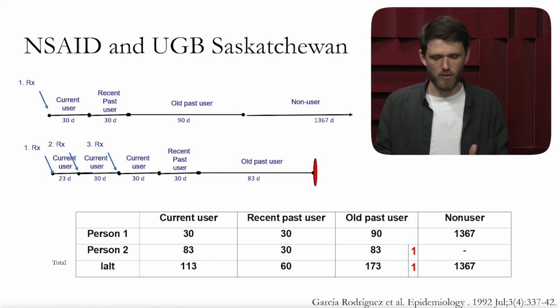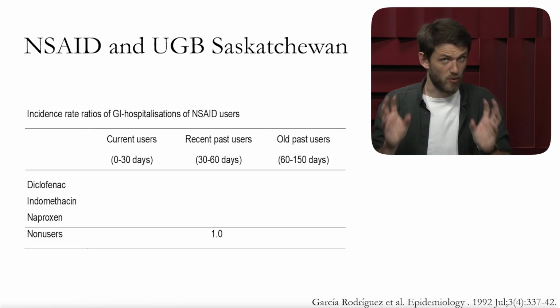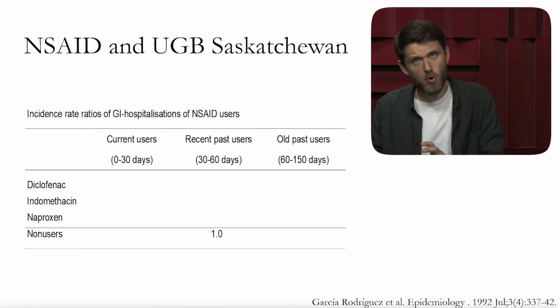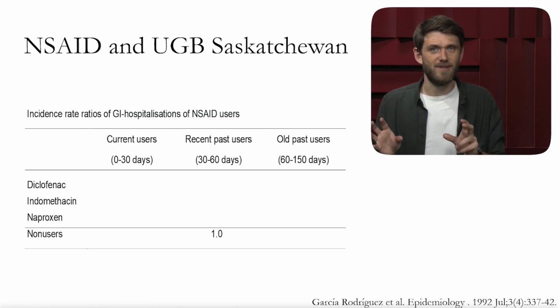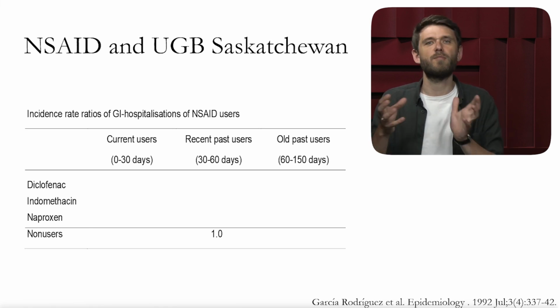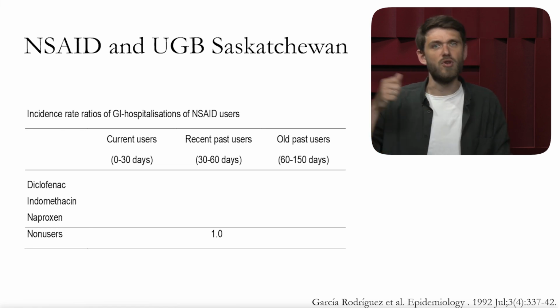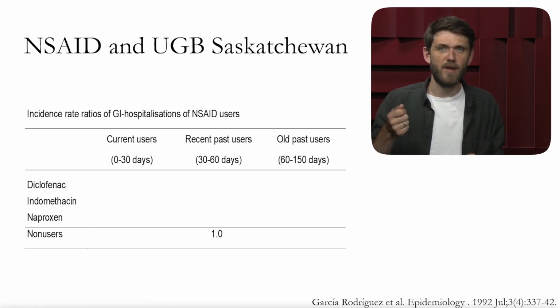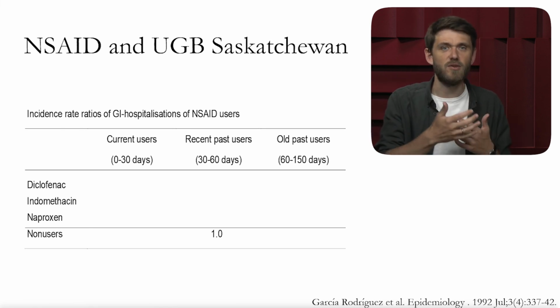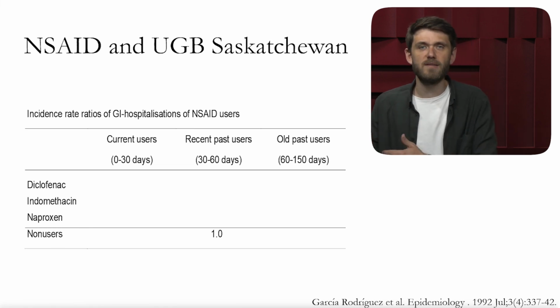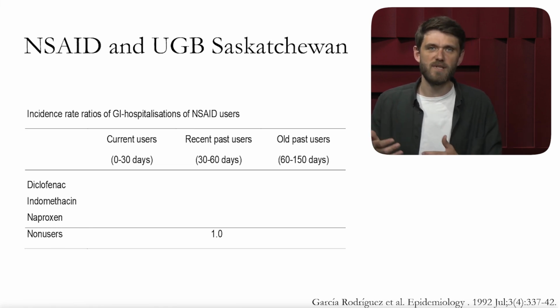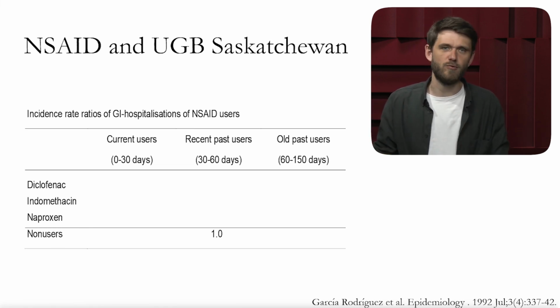So this is one way of doing it, and here we have no particular reference cohort, because in most of these studies we don't really care about the single individual, but just the person time. And instead of comparing the users to non-users, we are comparing person time considered current, recent, or old past exposed to person time considered as non-exposed.